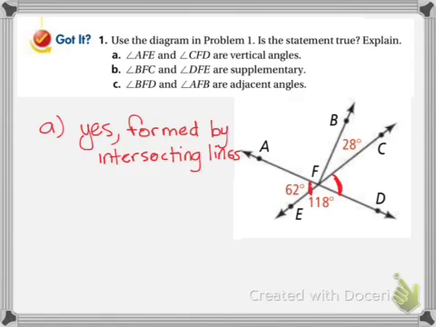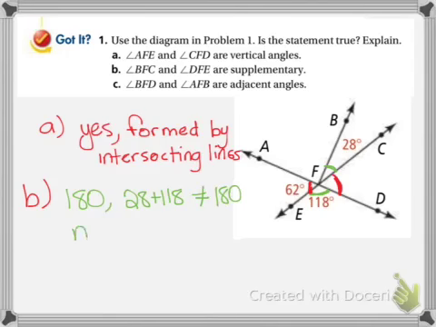All right, let's move on to part B. BFC and DFE are supplementary. So BFC is this angle, and then we have DFE is this angle here. So they're supplementary if they add to 180. So let's see if they add to 180. We have 28 plus 118. That does not equal 180 degrees. So no, those are not supplementary.